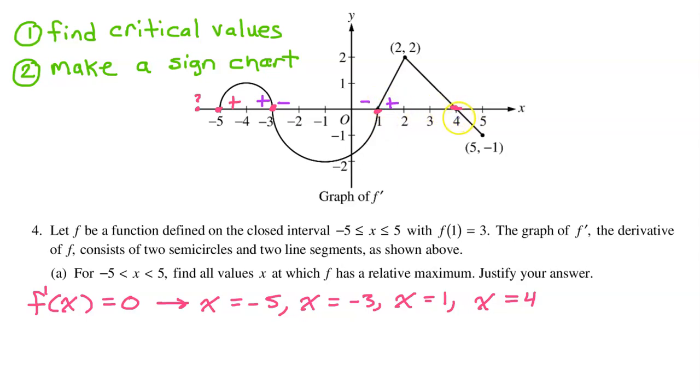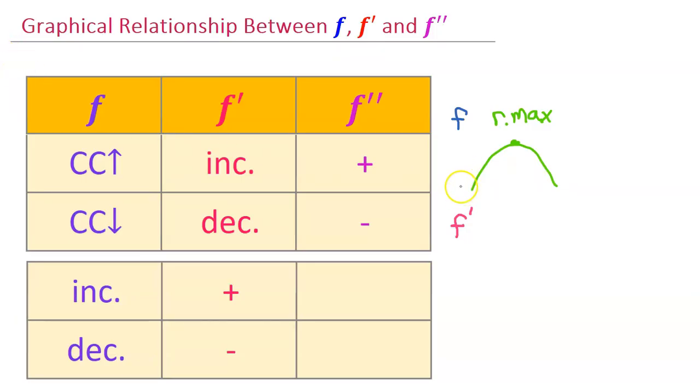Okay, let's jump over to x value of 4. To the left, f prime is positive. To the right, f prime is negative. Think about the graphical relationship between f and f prime. At a relative maximum, the original function f goes from increasing to decreasing. If the function is increasing, then f prime will be positive. If the function is decreasing, f prime will be negative. So, at a relative maximum, f prime should go from positive to negative.